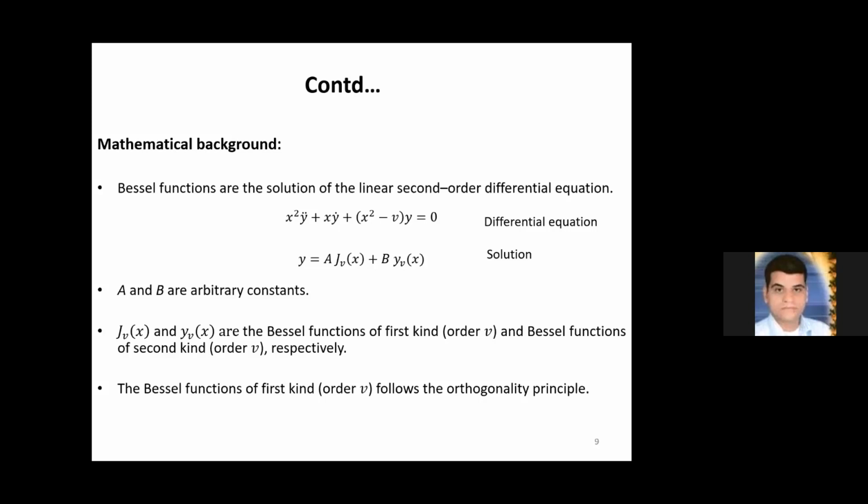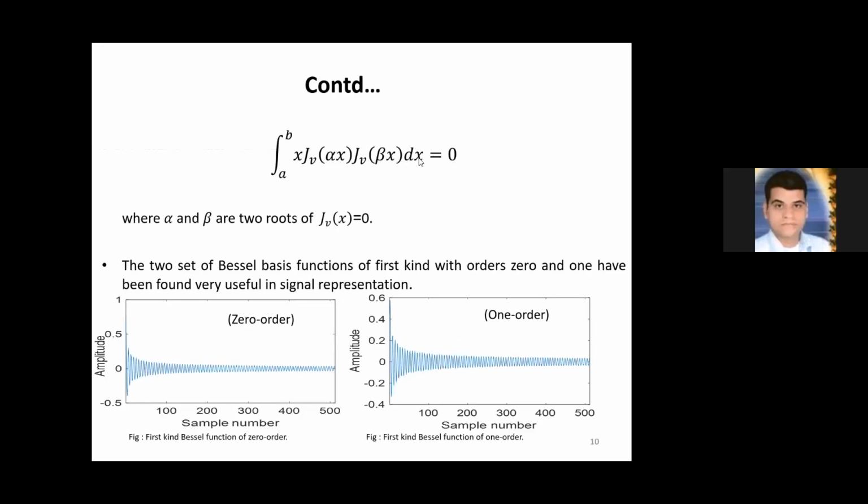And these order 0 and order 1 Bessel functions of the first kind have been used for signal analysis applications, and they also have an orthogonality condition. They satisfy the orthogonality principle, and mathematically this can be seen using this equation. You can see these two kinds of Bessel basis functions, order 0 and order 1 of the first kind. And you can see from the plots that these basis functions decay with time.